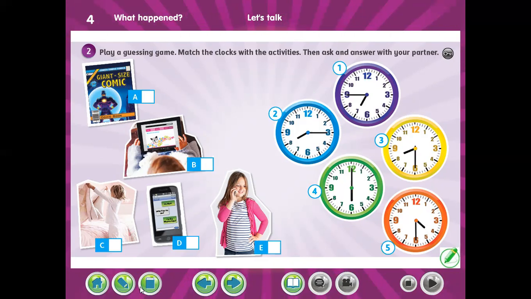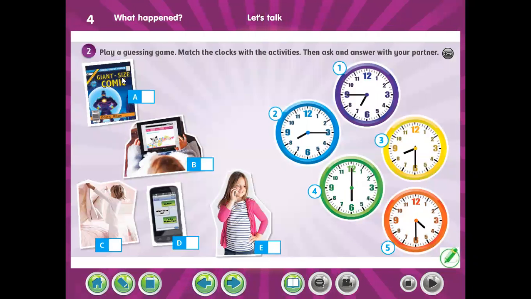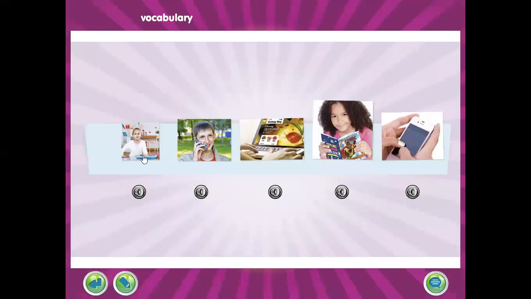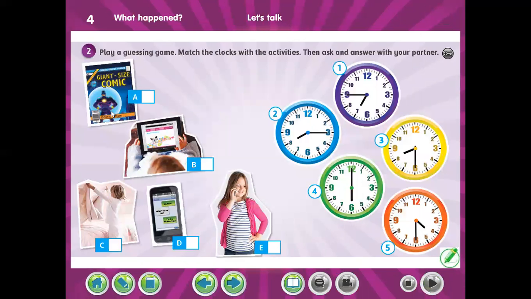Almendra, open your book, please. Page 42. This is your book. And you have here the vocabulary. Almendra, what is this? What action is this? Christopher, what action is this? What action of the vocabulary is this? What action is that? Tidy my room? Talk on the phone? Read my comic. Read a comic book. Very good.